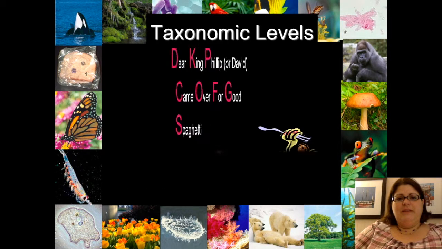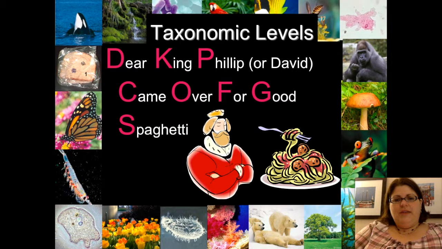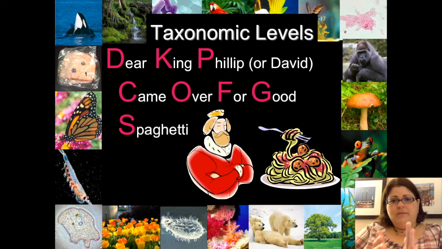So the taxonomic levels. The way to remember it, the mnemonic that I remember is Dear King Philip came over for good spaghetti. I know another teacher who has it in the reverse order. Mine is from broadest to most specific. Notice it's Dear King Philip, and I have in parentheses Dear King David. We'll talk about why that is in just a second. You should know the order of them.